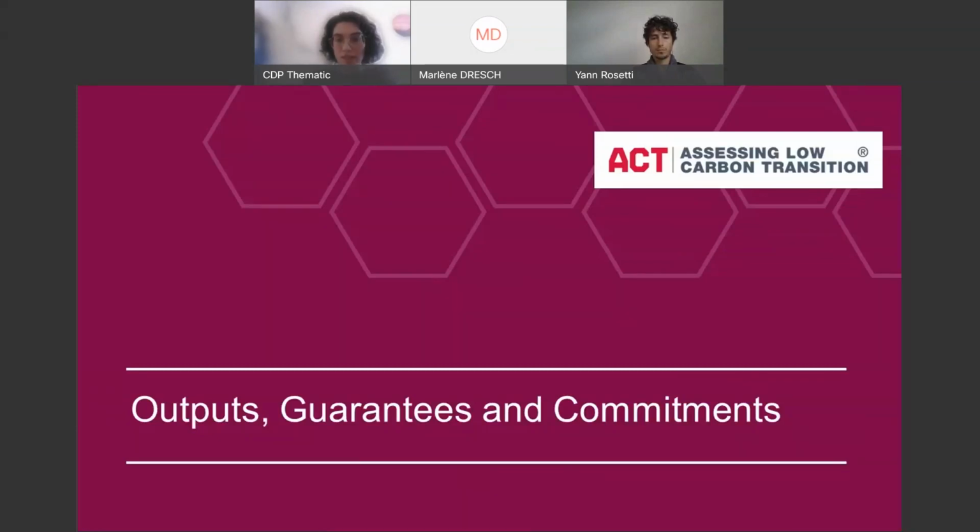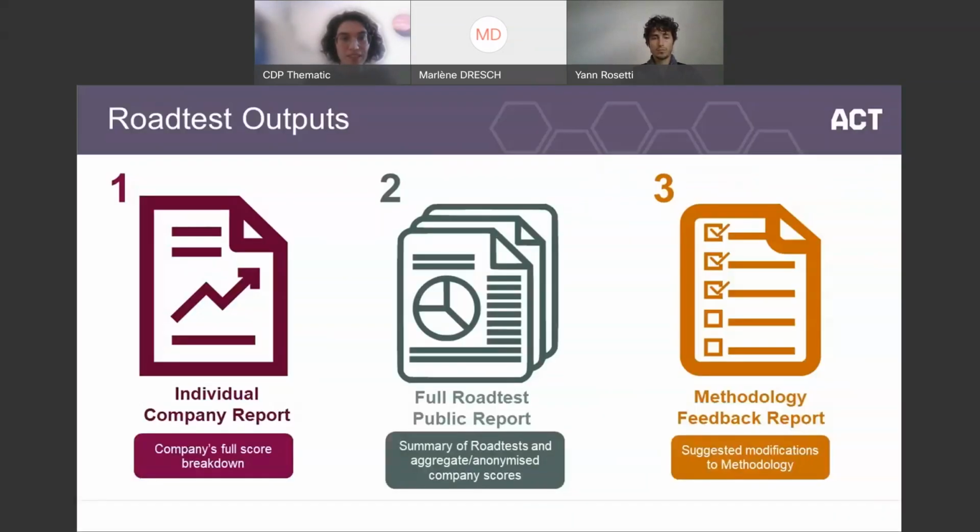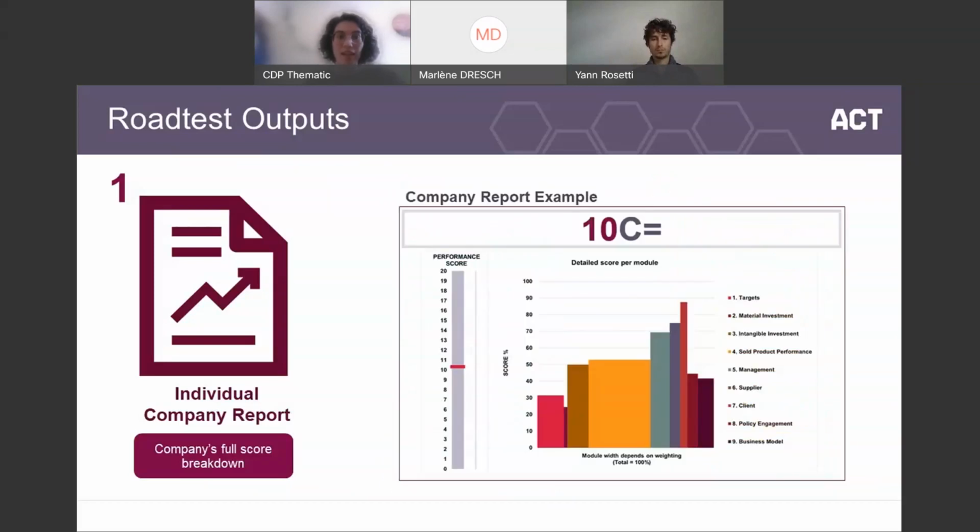Okay, so moving on to the outputs, guarantees, and commitments of the project. So first of all, the outputs of the project, as mentioned, you'll get an individual company report that is private and just for the company. There will be a public report of the results of the road test, and again, any information will be used in aggregated format. And finally, a feedback report from the methodology. But I'll go into these in a little bit more detail.